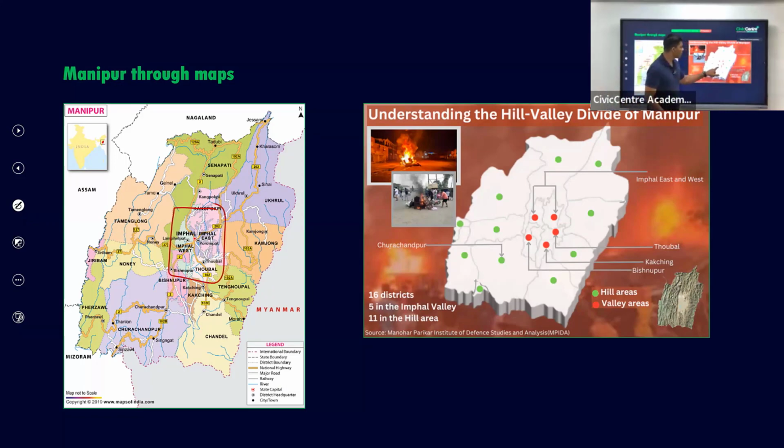If you see, what is marked in red is the valley areas. So we can see very less area. What is marked in green is the hill areas. More area, less population. So one point is correct, they should be having rights to buy land here and there. But their point is also correct. More development should come to our area, isn't it? Otherwise, every benefit will go to the dominant group.